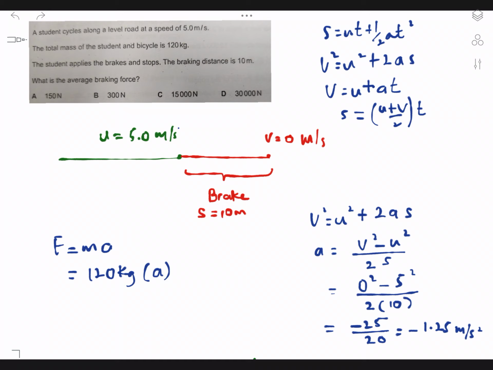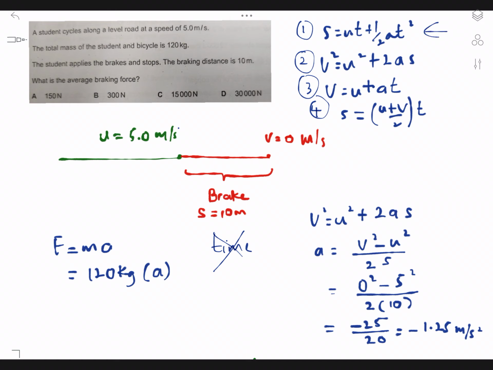I hope you still remember we have 4 equations of motion. You need to memorize all these. Actually, you should be able to derive them, but it's okay if you just memorize them in order to make it quicker. And then how to choose the correct equation that we should apply here? Look at the situation here. What is the information that is not given? You can see here time is not given in the question.